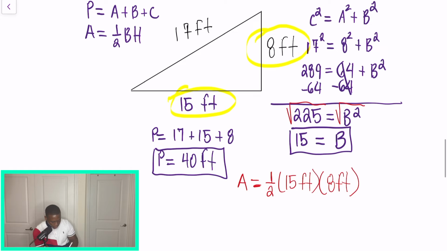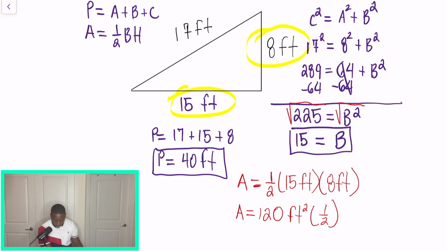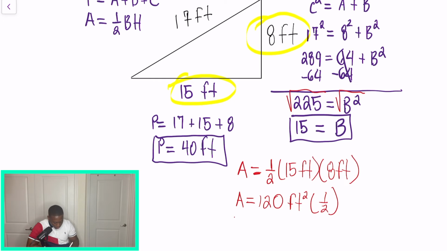All right, so now we say area is equal to, let's see, 5 times 8, so 8, 5, that's 0. Yep. So that is equal to 120 feet squared times 1/2. I didn't do that 1/2 yet. Hold on, I'm sorry. So now we're going to take 1/2 of 120. So our final answer is 60 feet squared.